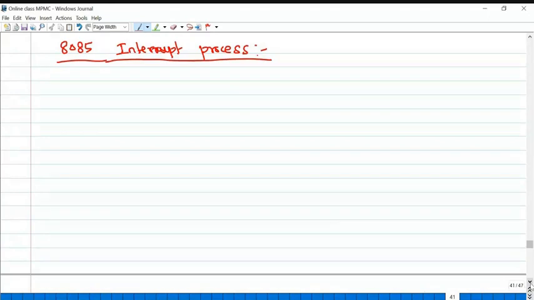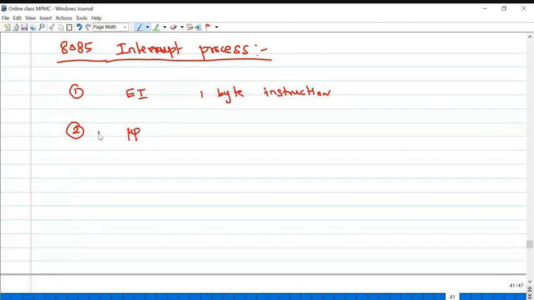First step, step 1. We have to enable all the interrupts with the help of the enable interrupt instruction. This is a 1 byte instruction. So when we execute this particular instruction, enable interrupt, all the interrupts will be enabled. Okay.